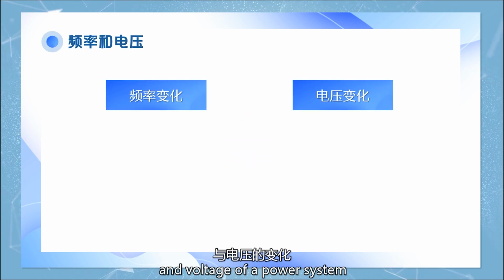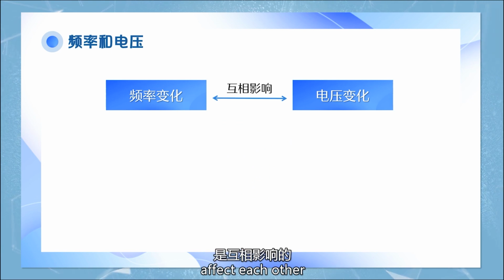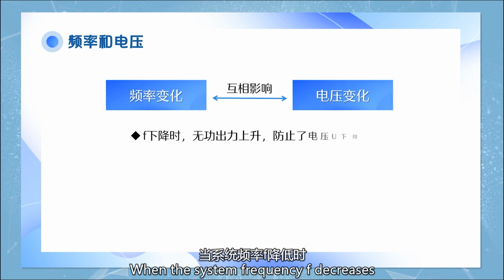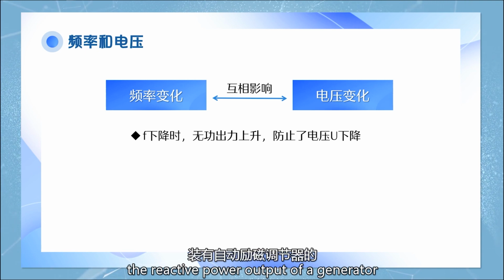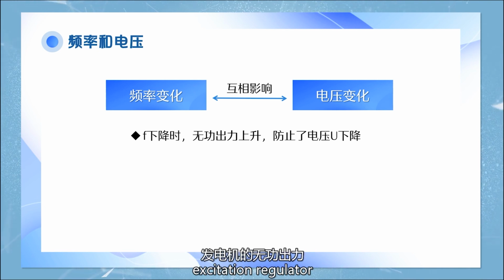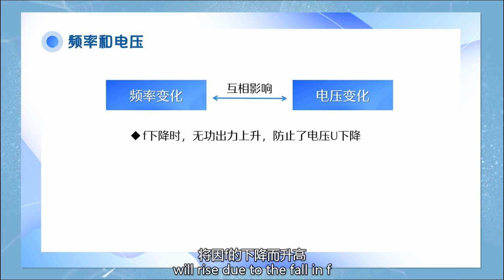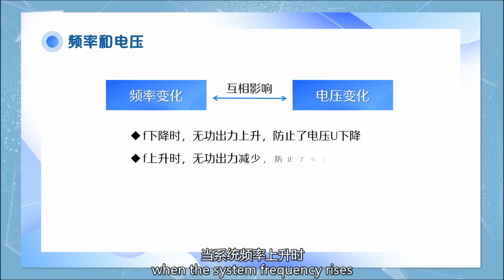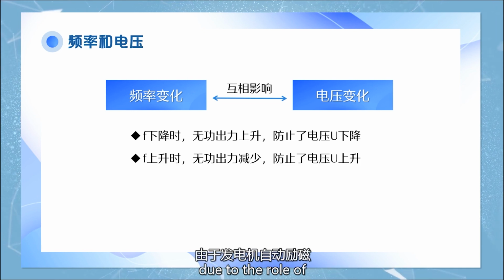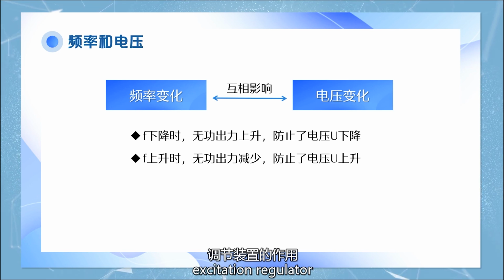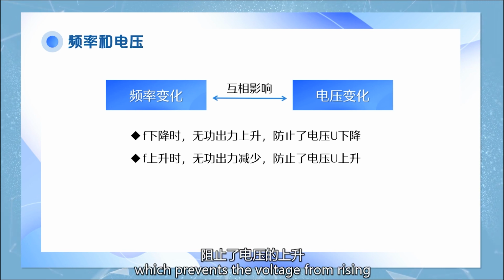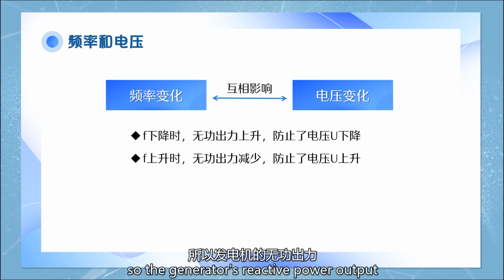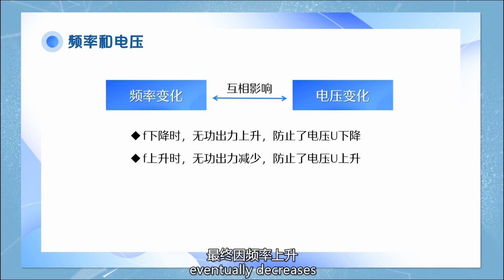It is worth noticing that changes in the frequency and voltage of a power system affect each other. When the system frequency F decreases, the reactive power output of a generator equipped with an automatic excitation regulator will rise, preventing the voltage from falling. When the system frequency rises, the generator's automatic excitation regulator prevents the voltage from rising. So the generator's reactive power output eventually decreases.